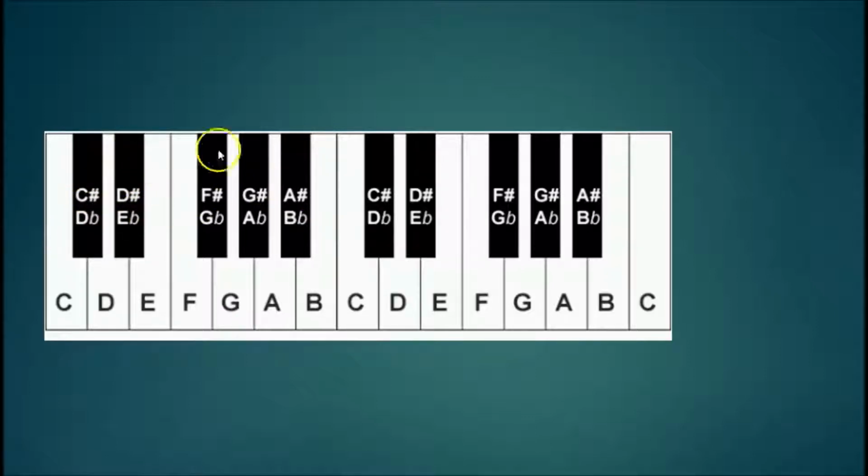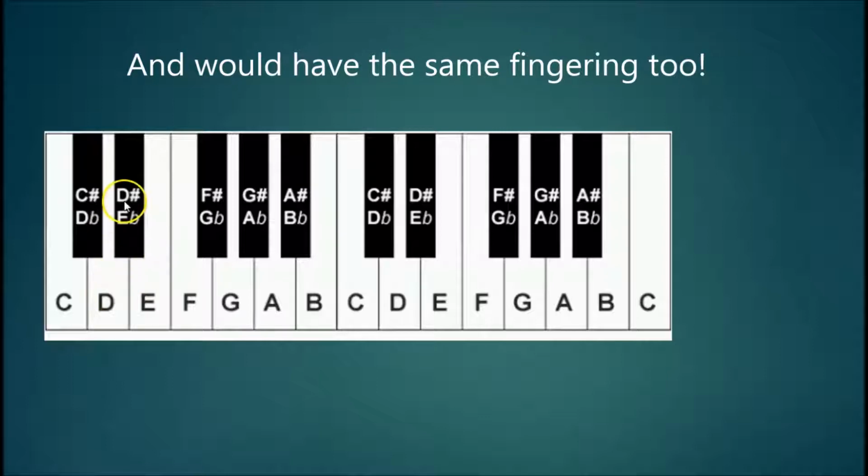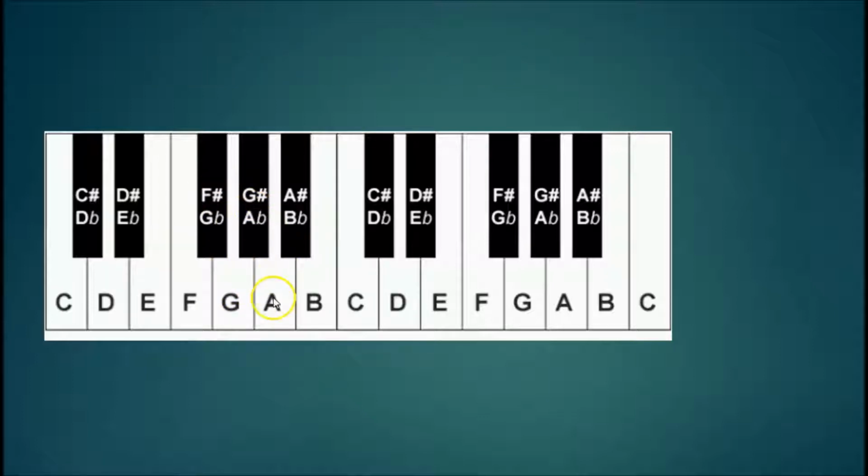You'll notice that all of these black keys are pairs of enharmonic spellings, and all of them are pairs of sharp and flat enharmonic spellings. So, for example, C sharp is the same note or the same pitch as D flat. D sharp is the same note as E flat. F sharp is the same as G flat. G sharp is the same as A flat. And A sharp is the same as B flat. And then this continues on the pattern. So there are 5 sets of flat and sharp enharmonic key pairings.